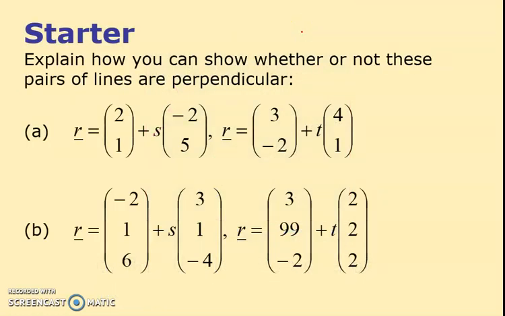To start, explain how you can show whether or not these pairs of lines are perpendicular. Well, let's just quickly remind you what I said just now. a dot b equals 0. That's what we're after. So have a look at question A for me and then question B, and see if you can in your mind justify why these two vectors are perpendicular to each other, if they are, and whether these two are perpendicular to each other. So pause the video and then I'll show you what I think.